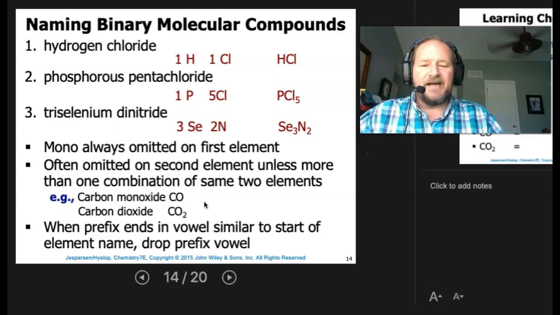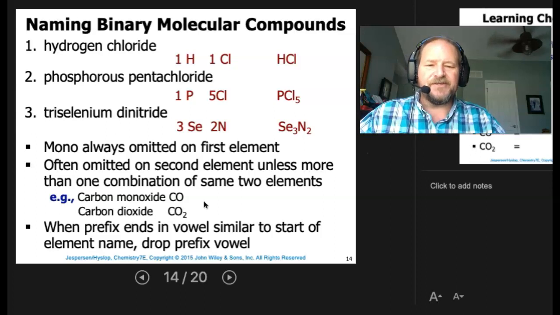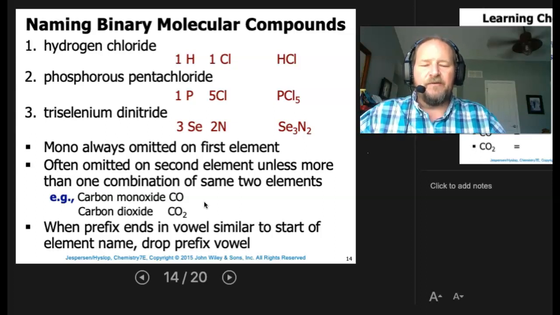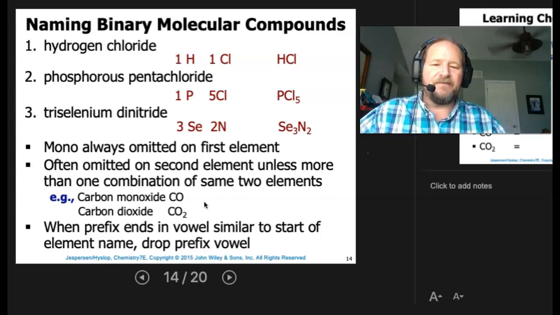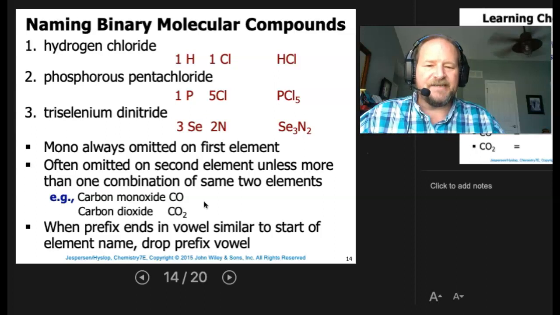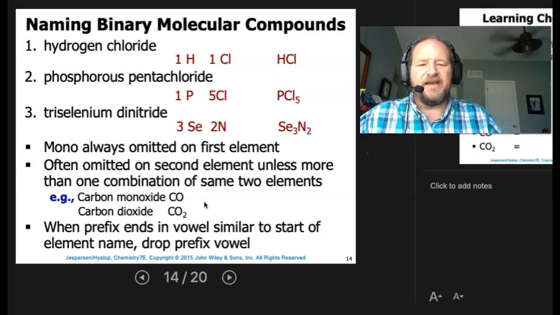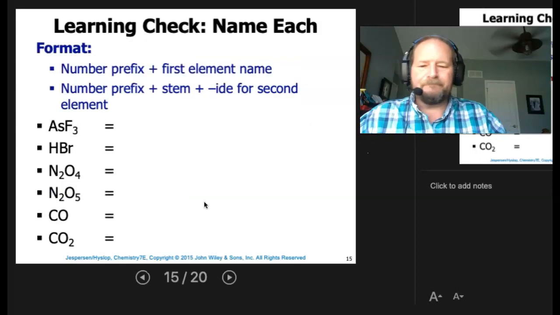If it's dioxide, the IO doesn't make a long vowel sound. So notice that we just let it go, dioxide, right? But if it's an AO, again, you'll get a long vowel sound. So pentaoxide, we get rid of the A and we call it pentoxide, right? So we just cut the A off of the prefix and then roll into the oxide name.